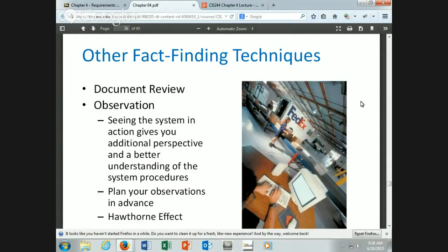But here's what I also found out. If I walk up to you, I'll pick on Chad, and say, okay, Chad, I'm going to watch you work this system. Ready? Go! What does Chad do inherently? Play by the rules. What else? Work faster.